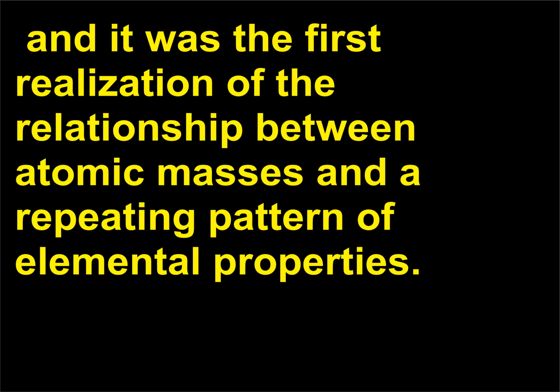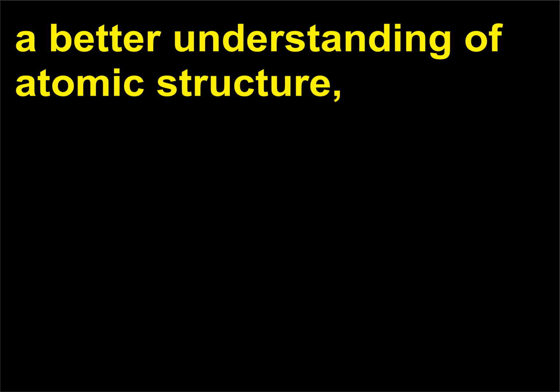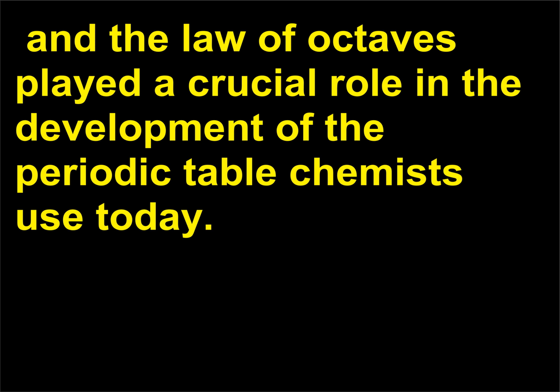And it was the first realization of the relationship between atomic masses and a repeating pattern of elemental properties. This periodicity has since been explained in detail as chemists have gained a better understanding of atomic structure. And the law of octaves played a crucial role in the development of the periodic table chemists use today.